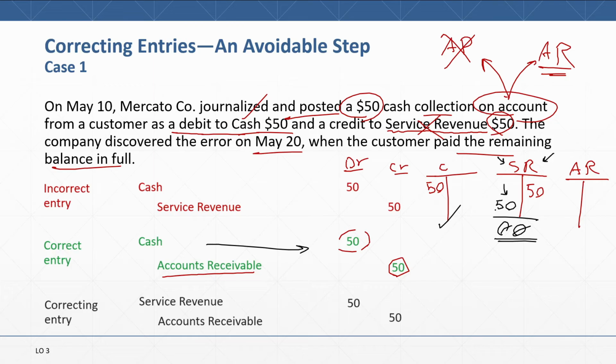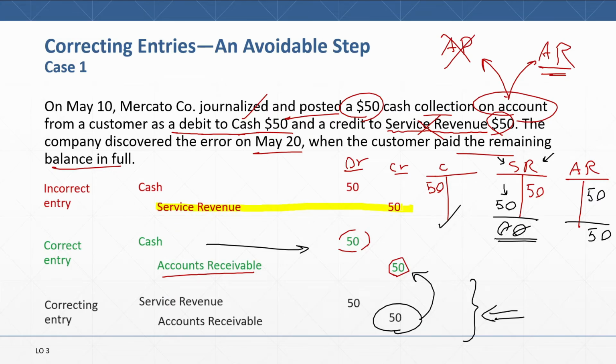And we basically now credit accounts receivable because that is what it originally should be. Okay, so by this correcting entry, service revenue is now gone. Take a look. In the mistake, service revenue was credited. Now in the correcting entry, service revenue is debited. So together they cancel each other out.